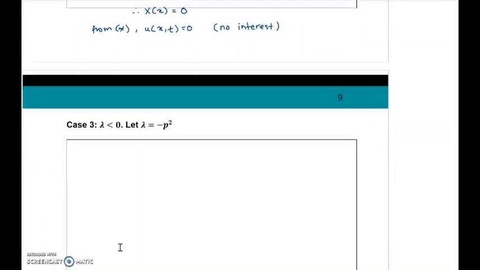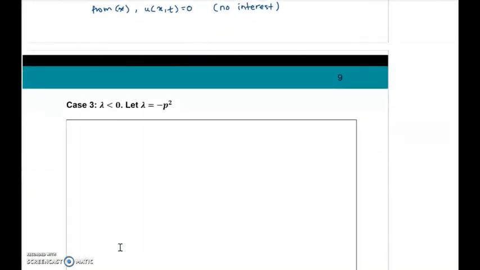So let's see case number 3 where lambda is a negative number. Lambda is less than 0. So we are going to assume lambda equals negative p squared so that we always get lambda negative. Whatever value of p, you are going to square that, so it's going to be positive, and then you multiply with the negative one somewhere here. So you always get lambda as a negative value. So we assume lambda is negative p squared. See what is the effect to equations 1 and 2.